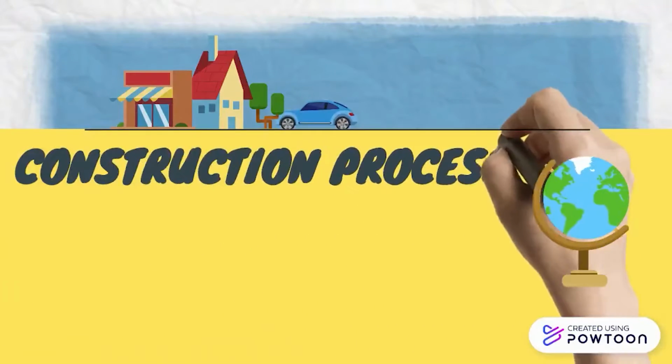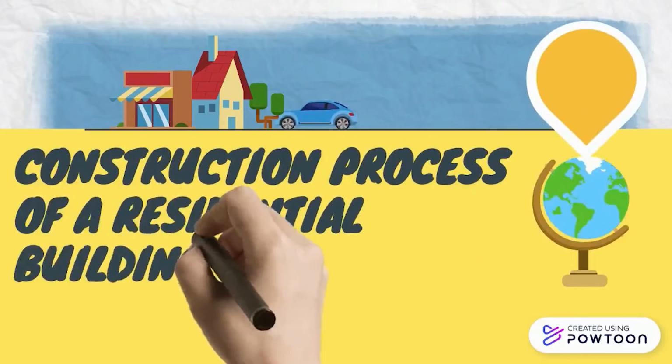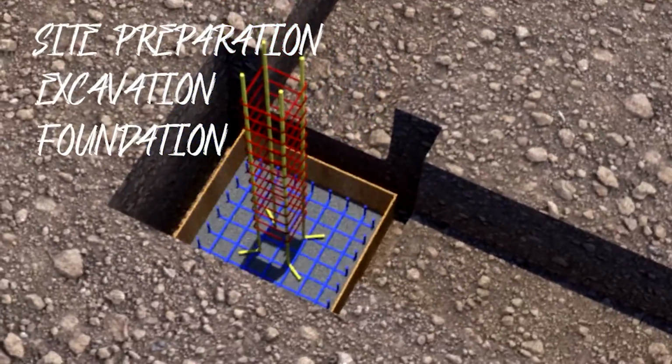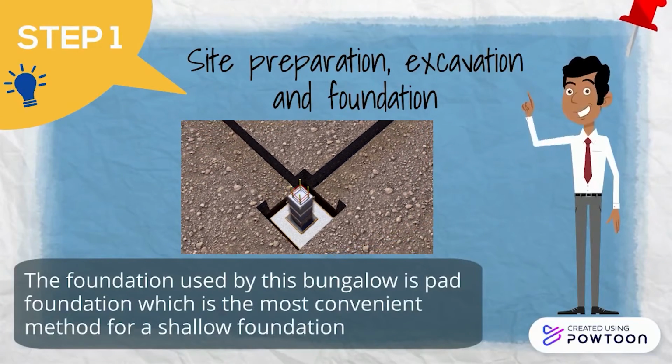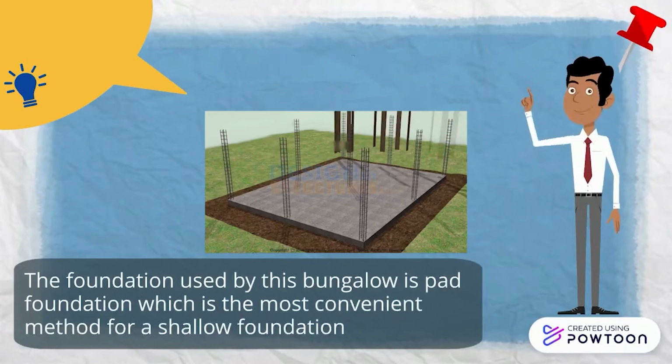Generally, our group has separated the construction process into 11 steps. The first step is the site preparation, excavation, and foundation work. The foundation used by this bungalow is pad foundation, which is the most convenient method for shallow foundation.